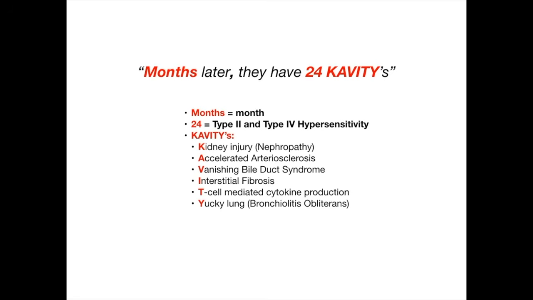So K for kidney injury, aka nephropathy, A for accelerated arteriosclerosis, V for vanishing bile duct syndrome, I for interstitial fibrosis of the blood vessels, T for T-cell mediated cytokine production, and Y for yucky lung, aka bronchiolitis obliterans. I mean, how freaking amazing is this mnemonic? It just told you everything that you needed to know about chronic transplant rejection.